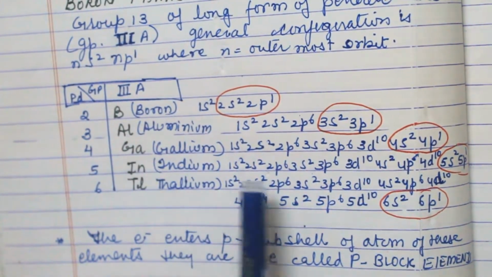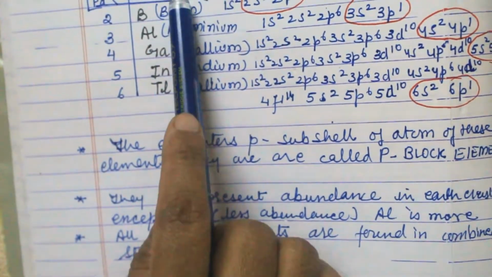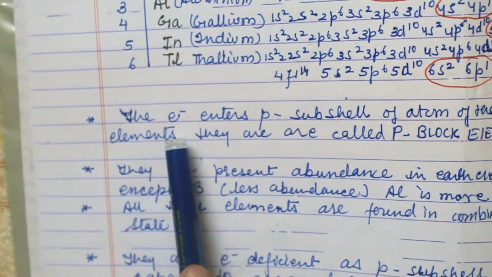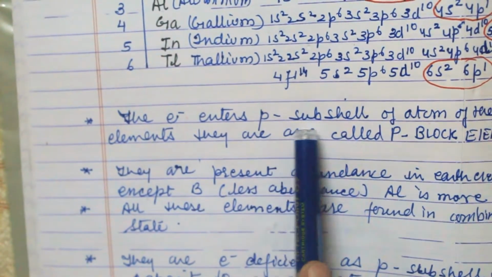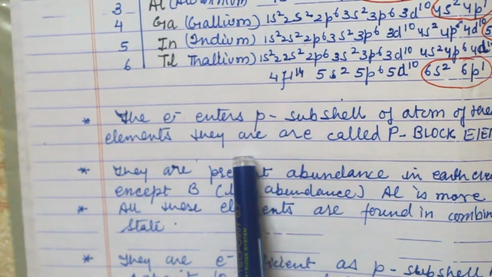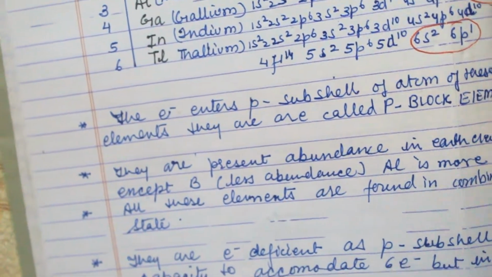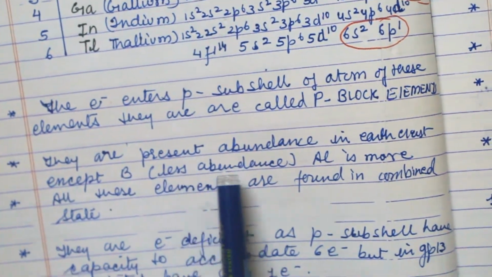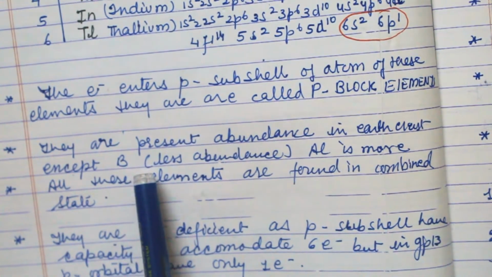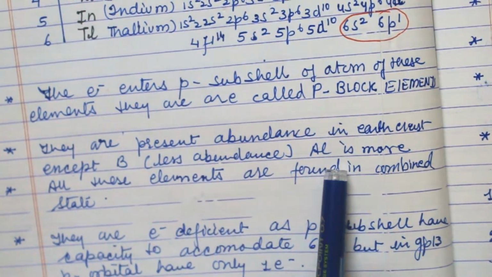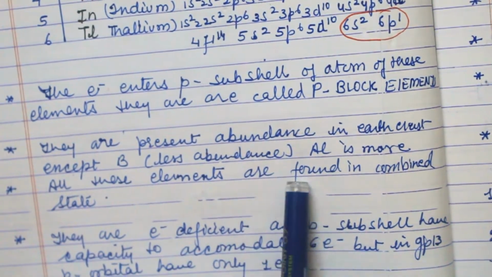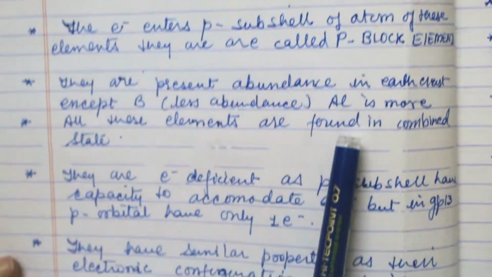Now gallium, indium and thallium are also elements of the p block. The electron enters the p subshell of the atoms of these elements, so they are called p block elements. They are present abundantly in the earth's crust except boron, which is less abundant, and aluminum is more abundant. All these elements are found in the combined state.